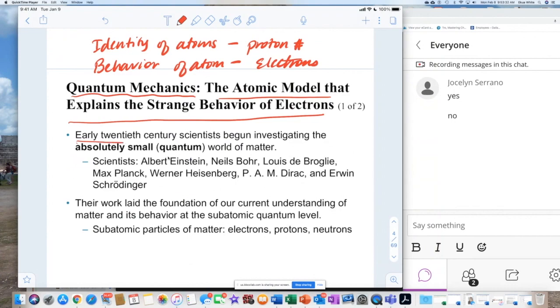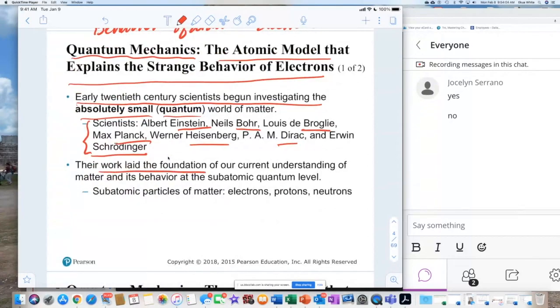So we're told here, early 20th century scientists began investigating the absolutely small quantum world. Okay, so when it comes to very small particles, that is essentially the quantum world. They list a group of scientists here. You had Einstein, Bohr, de Broglie, Planck, Heisenberg, Dirac, and then Schrödinger. These are a few of the scientists. So together, these people are credited for the quantum mechanical model. Their work laid the foundation of our current understanding of matter and its behavior at the subatomic quantum level.